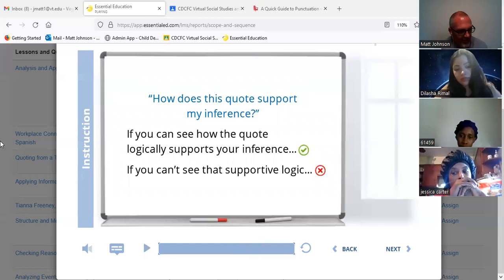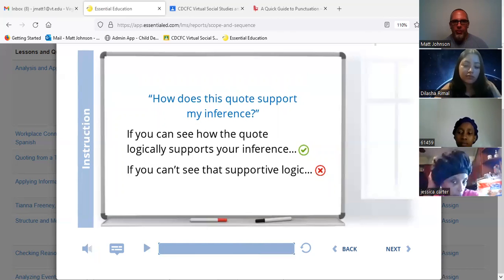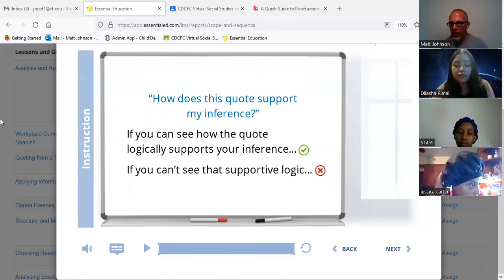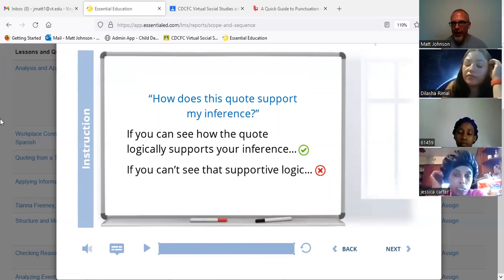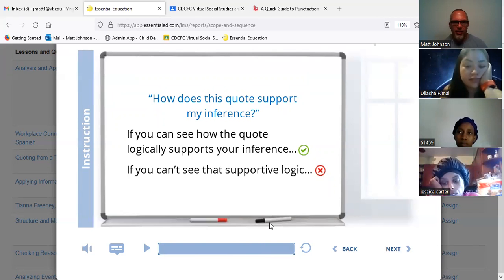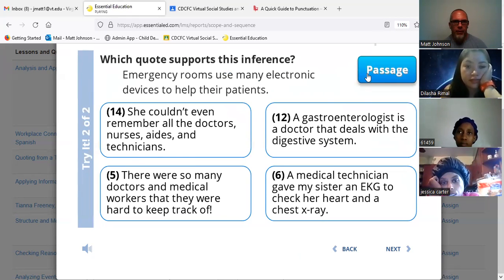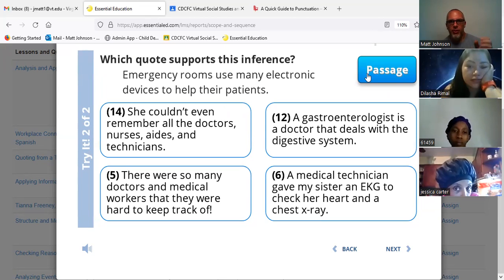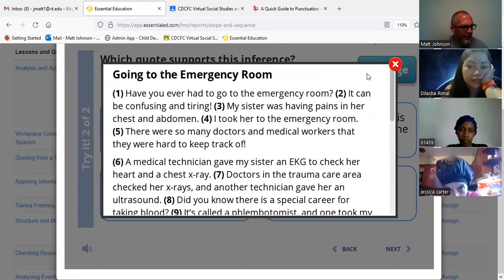Yeah, so that's why you're going to use quotes, right? You're looking for the evidence that's going to support the claims you're making. So that's you making inferences and drawing conclusions. So you want the stuff that's most relevant to those. So you're looking for that information. So we'll have a little short passage here. I'll read. Which quote supports this inference? Right. So out of these quotes, we're looking to support the idea that emergency rooms use many electronic devices to help their patients. That's for some context here.